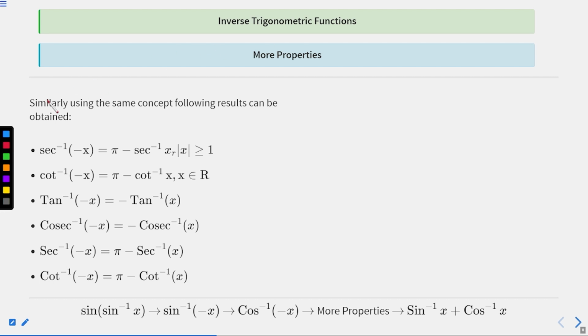Now on a similar pattern, what we can say is sec inverse of minus x is what? Pi minus sec inverse x.